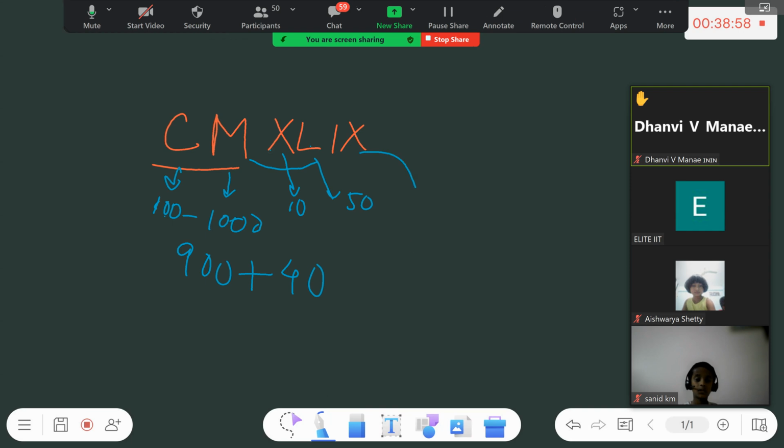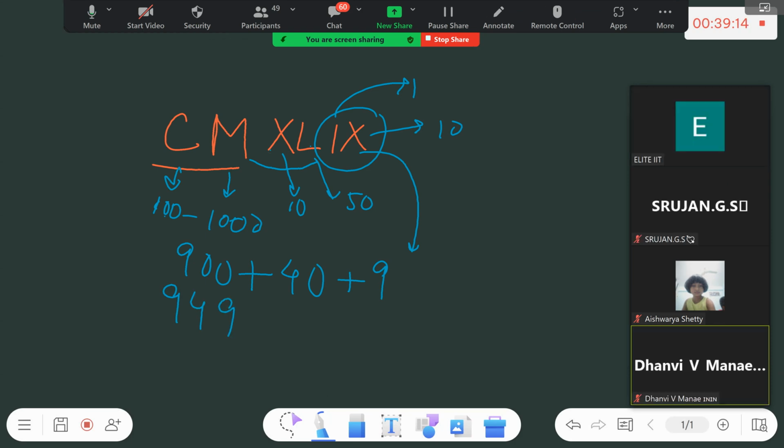And what is this? Very common. This is X means 10. And I on the left side means minus 1. So this is 9. So total how much? 900, 40, 9, so 949. Okay. Is it clear?